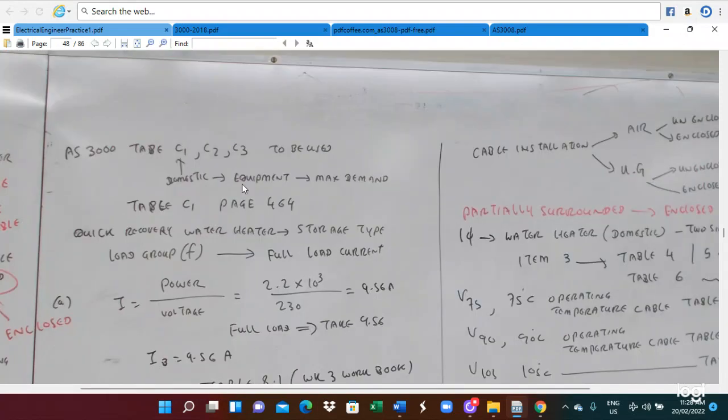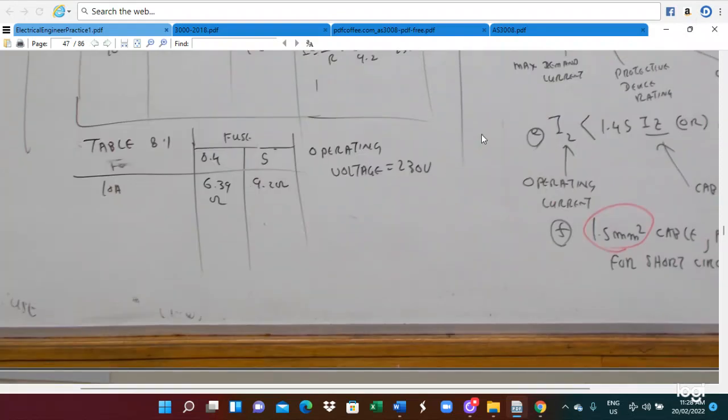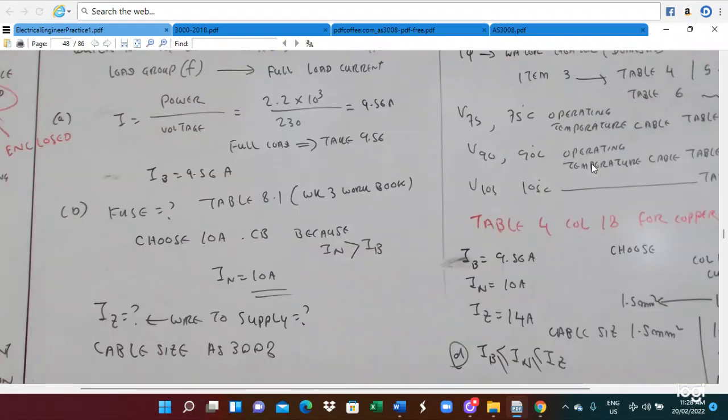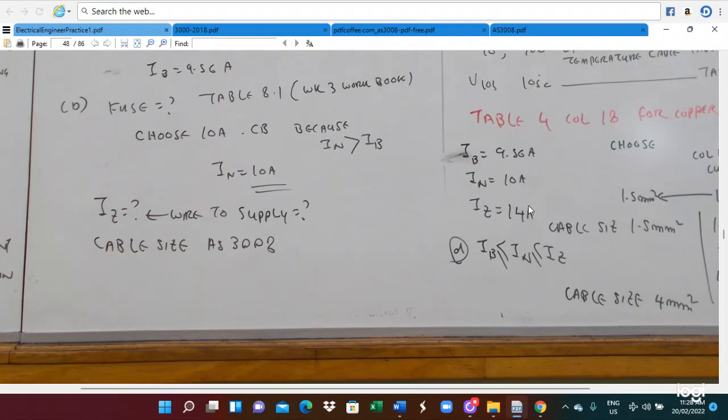Operating current must be less than 1.45 times IZ. So this is the thing. Operating current must be less than 1.45 times IZ. So operating current of the circuit breaker. Operating current of the circuit breaker is 10 amperes. Okay, so there's the 10 amperes here.